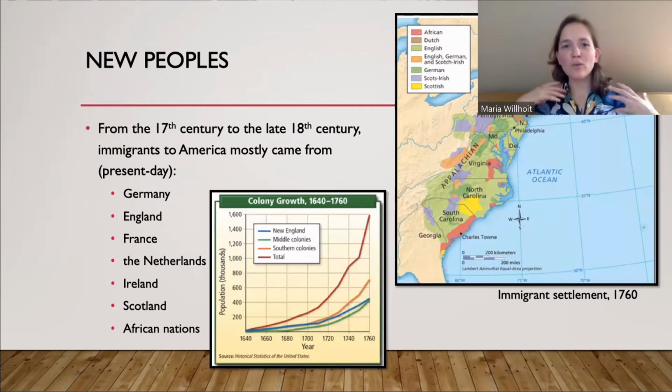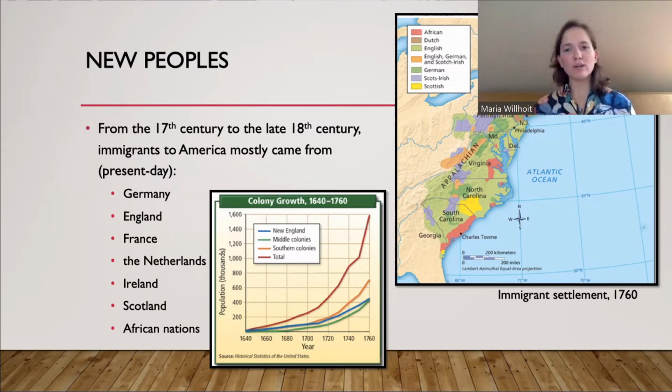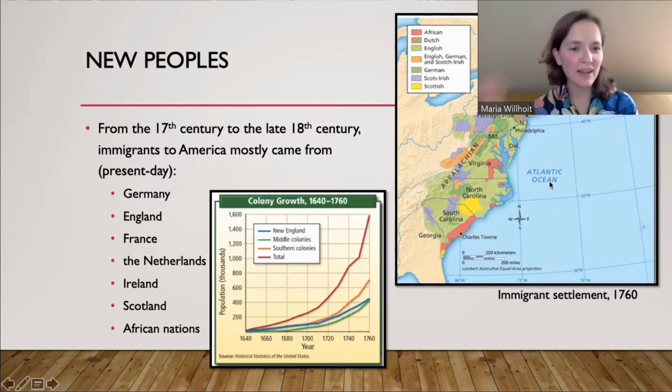So we have our new settlement. We have Europeans coming from all walks of life. And from the 17th century to the late 18th century, so the 1600s to the 1700s, most of the immigrants to America were from, I had to say present day, because I know Europe back then was very different from what it is today. Most of them came from Germany, England, France, the Netherlands. I forget this sometimes, but the Netherlands were very big in New York. It's why Manhattan is called Manhattan.